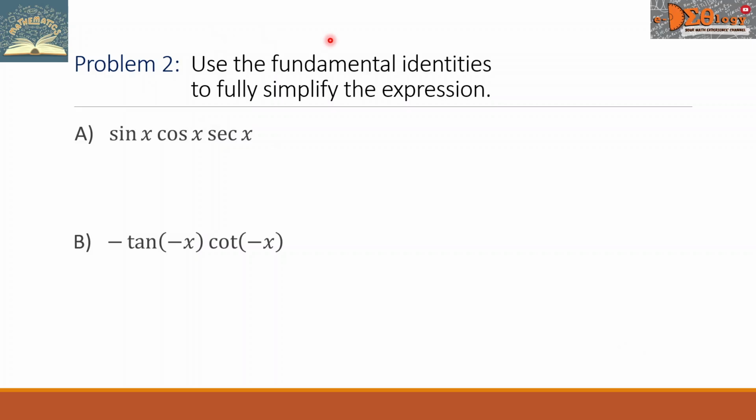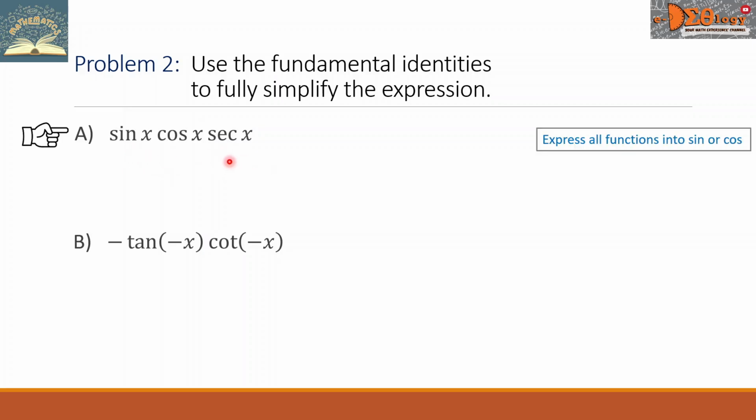Problem 2. Use the fundamental identities to fully simplify the expression. Letter A. Sin x, cosine x, secant x. Here we see a product of 3 functions, namely sine, cosine, and secant. As a general rule, we're going to express all functions into sine or cosine. The first 2 functions here are all about sine or cosine. So for this secant x, we're going to change this into equivalent value with respect to sine or cosine. That means this secant x we will replace by 1 over cosine x. Then we can cancel the cosine x here and the denominator cosine x. Finally, the answer is sine x.